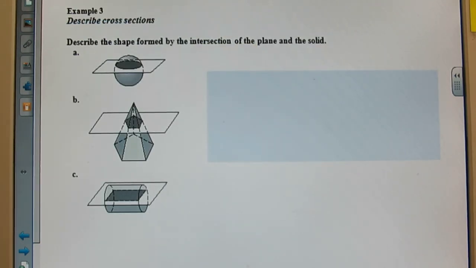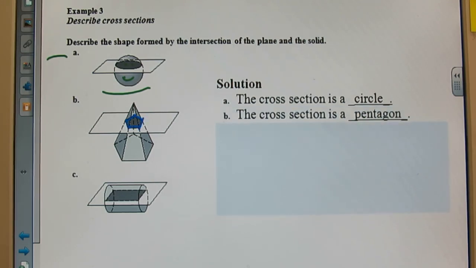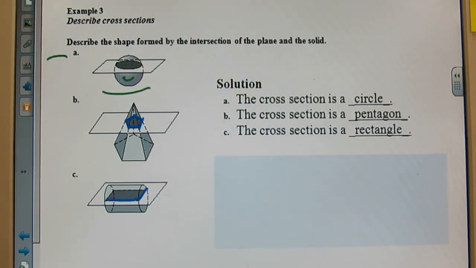Here in your examples, I have 3 cross sections, A, B, and C. So here's Spherius right here. Let's just put little eyes on him. Yay, he's a happy guy. We can see that his cross section is a circle. So the cross section on A is a circle. On B, here's the cross section. Hopefully you already wrote it down. It's a pentagon. And then the last one, on my cylinder here, the cross section is a rectangle.